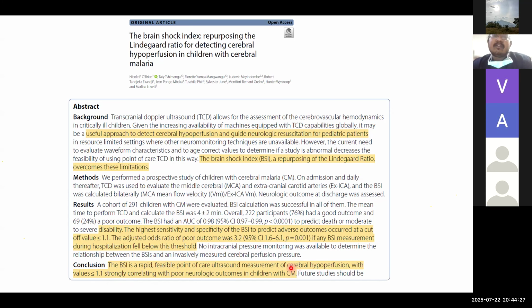This is a wonderful thesis topic for anyone who is into neurocritical care. They can look at various bacterial meningitis, TB meningitis, cerebral malaria, or any tropical fevers which present with cerebral manifestations. We can look into this brain shock index and see if there is cerebral hypoperfusion or not. So this is just repurposing the Lindegaard ratio, looking at the other side of the coin. This is a new advancement.